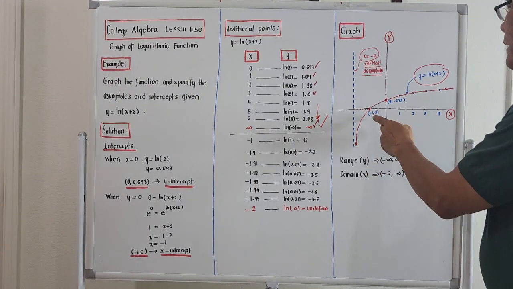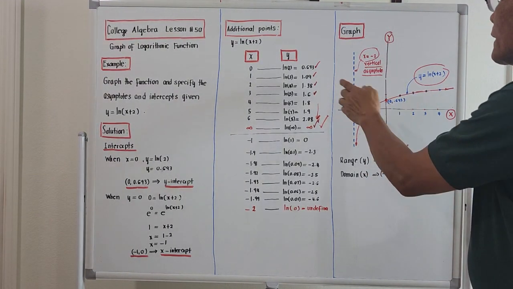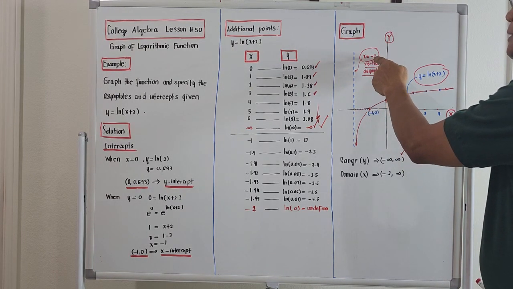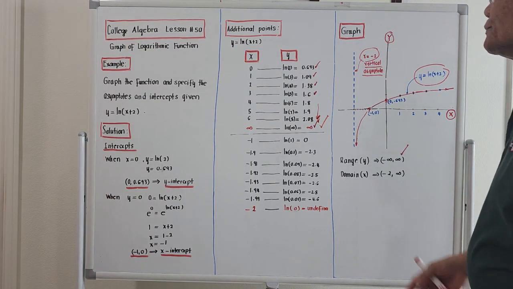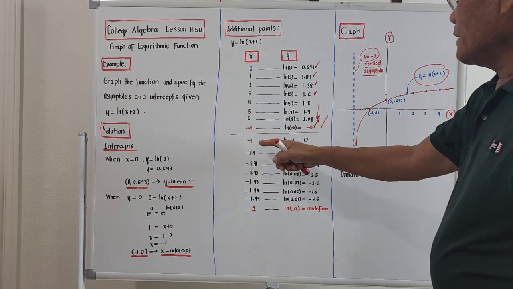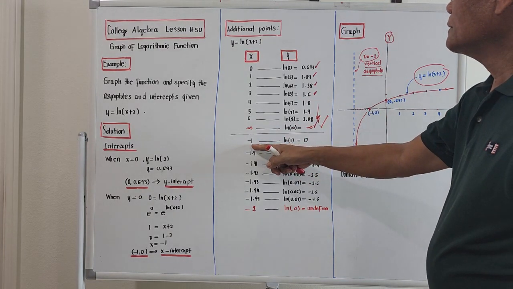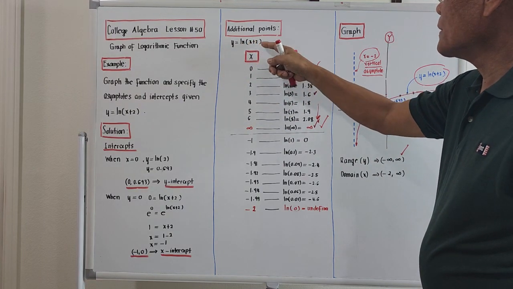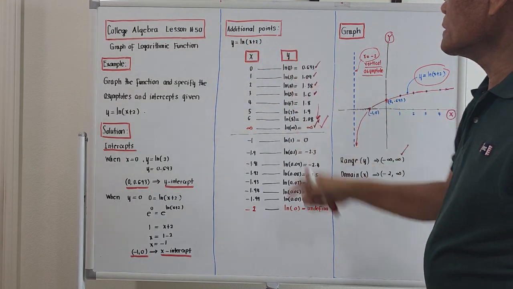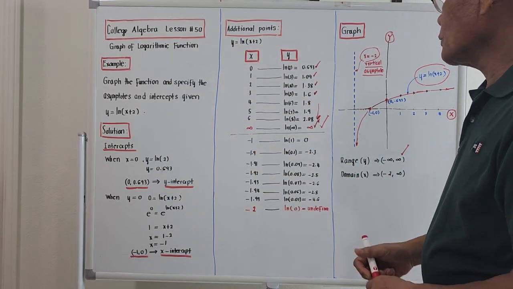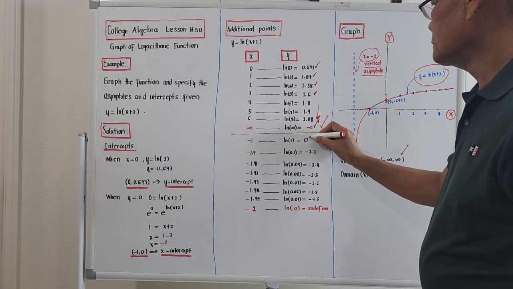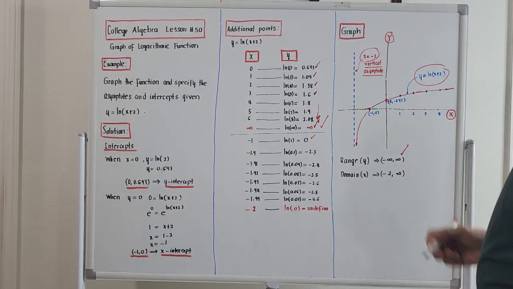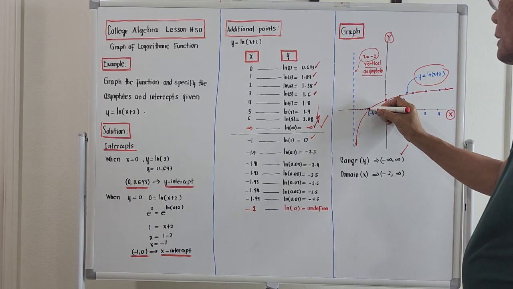We'll move the value of x from negative 1 going to x equal to negative 2. When x is equal to negative 1, y should be the natural logarithm of minus 1 plus 2. Minus 1 plus 2 is plus 1, and the natural logarithm of 1 is actually 0. It is this point.